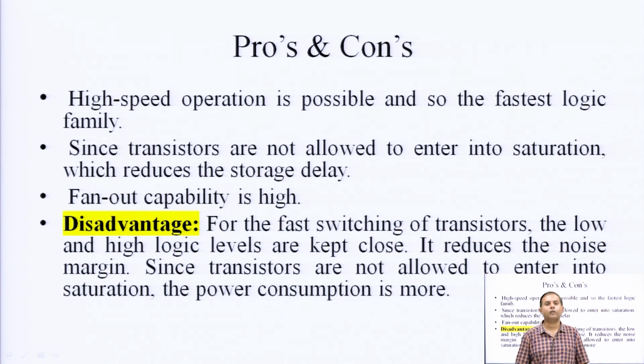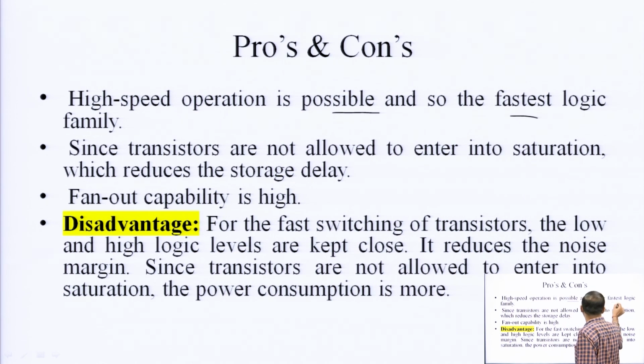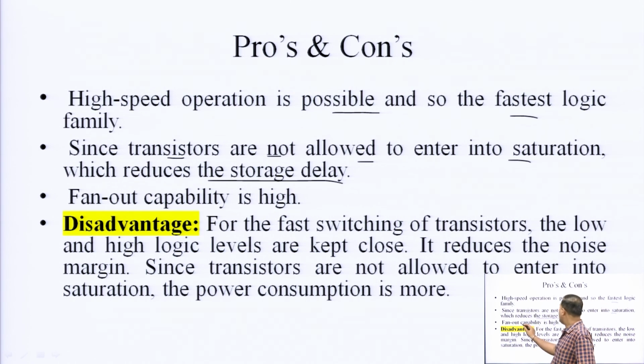What are the pros and cons, or advantages and disadvantages? High speed operation is possible, as you have already seen. In this fast logic family, since transistors are not allowed to enter into saturation, the storage delay is reduced, and the fan out capability is very high for ECL.